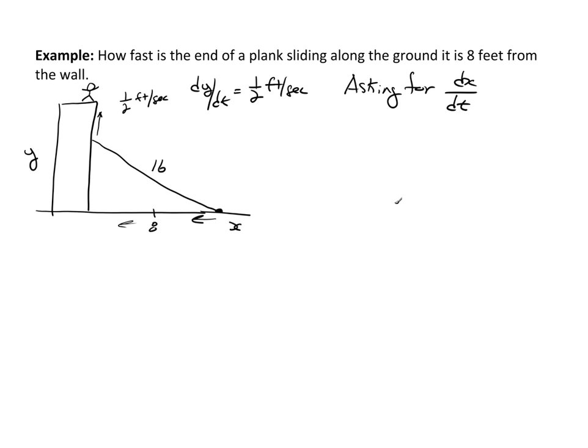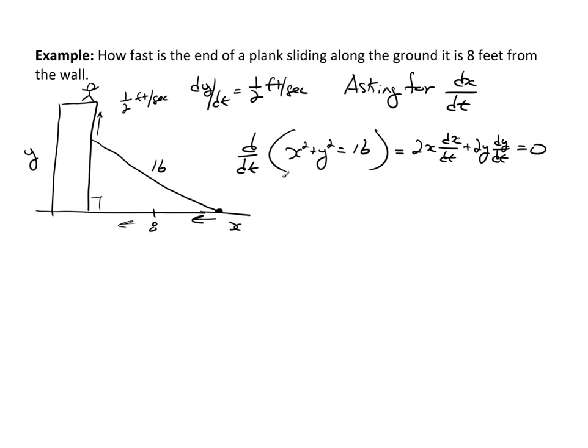So I need to set up some relationships here. Just from the Pythagorean theorem, I have a right triangle here. If I think of this as x and this as y, I know that x squared plus y squared equals 16. That's kind of obvious. Now I need the derivative with respect to t, because I'm looking for dx/dt. When I take the derivative of the whole thing with respect to t, I will get 2x dx/dt plus 2y dy/dt equals 0. Literally, I'm taking the derivative all the way through.